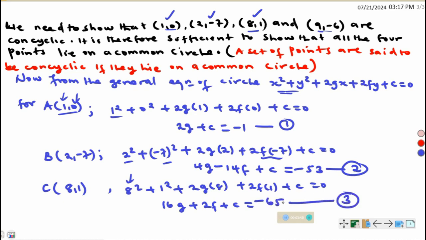This is equation number 3. So having 3 equations, 1, 2, and 3, we solve them simultaneously to get the values of f, g, and c. Now, solving these equations here, we can begin with equations number 2 and 3. We eliminate f such that we can look at that expression with 2g plus c, and we can easily get the value of g and c, which we shall substitute to get the value of f.